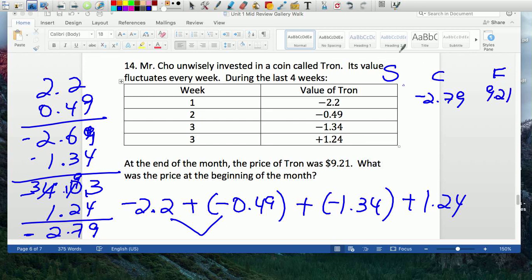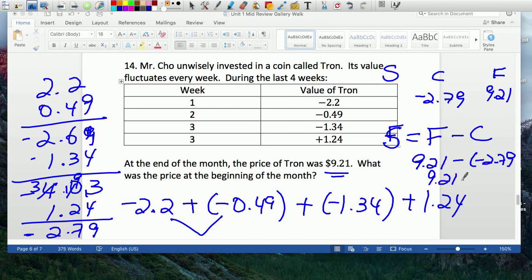So what was my starting price? Right, so I calculated the change, and I know what the final was because it's given to me. So to find the start, it's final minus change. So the final is 9.21 minus the change, which is negative 2.79. 9.21 plus 2.79 is what I'm going to be doing, right? Adding. So that's going to give me 12. So Tron started at 12, decreased by 2.79, and we went to 9.21.